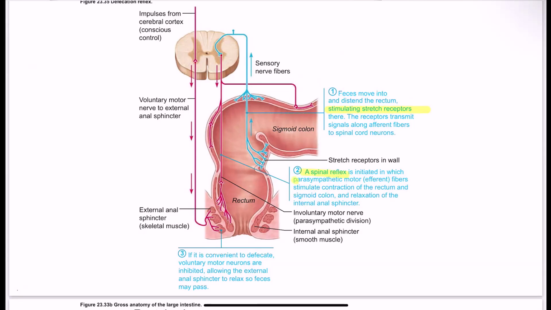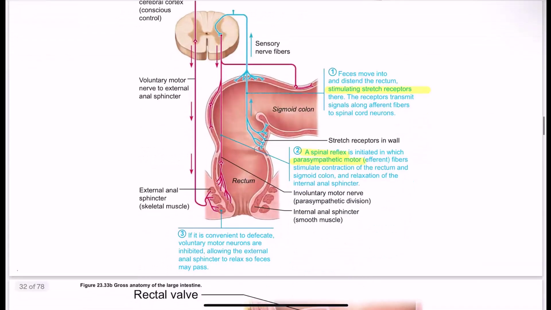It's going to activate the PSNS. When it activates the PSNS, we're going to do the rest and digest thing, right? So what this reflex does is it activates the contraction of the sigmoid colon, and contraction of the rectum. It also promotes relaxation of the internal anal sphincter.